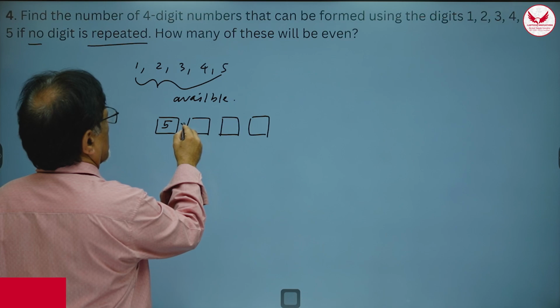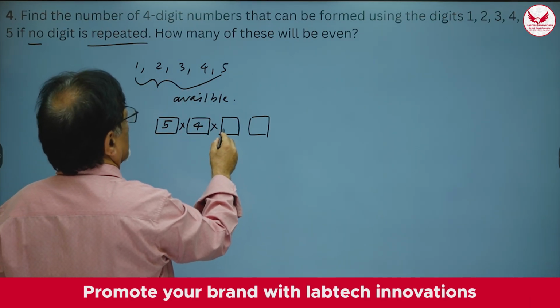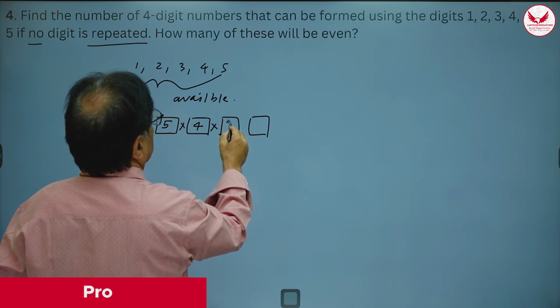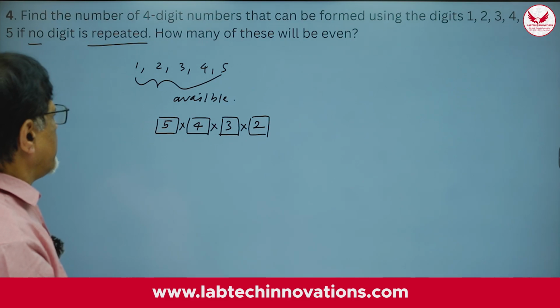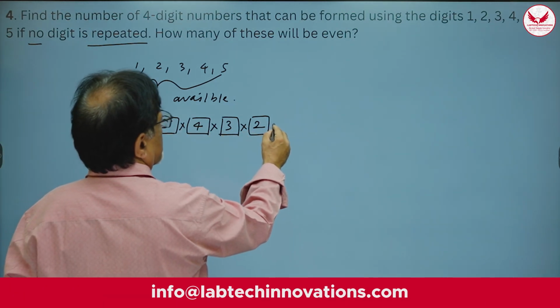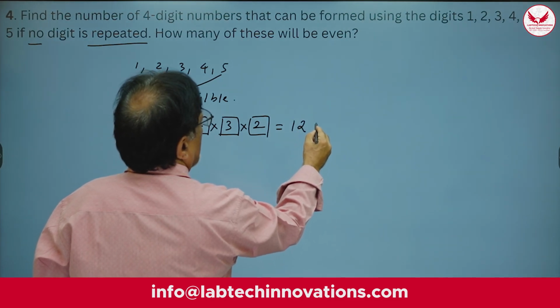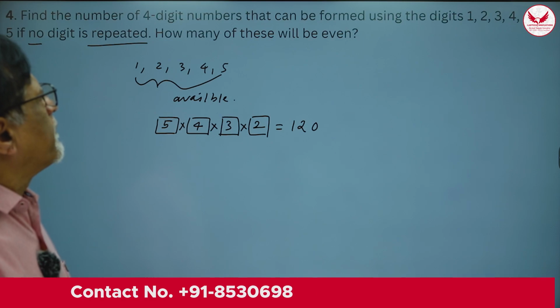But repetition is not allowed. So second place can be filled in 4 ways. Repetition is not allowed. So third place can be done in 3 ways. Repetition is not allowed. So last place can be filled in 2 ways. Okay. So 5 multiplied by 4, 20 multiplied by 6. The answer is 120. 4-digit numbers can be formed.